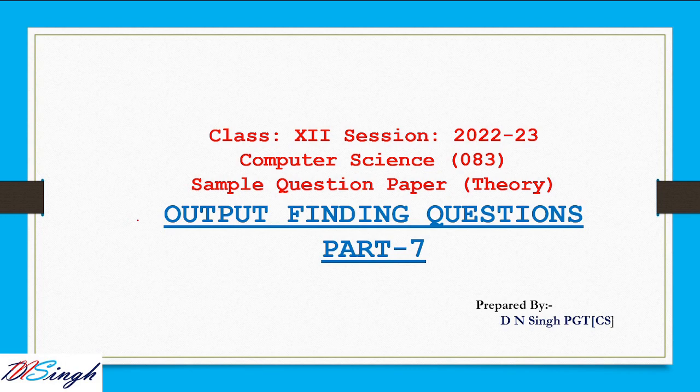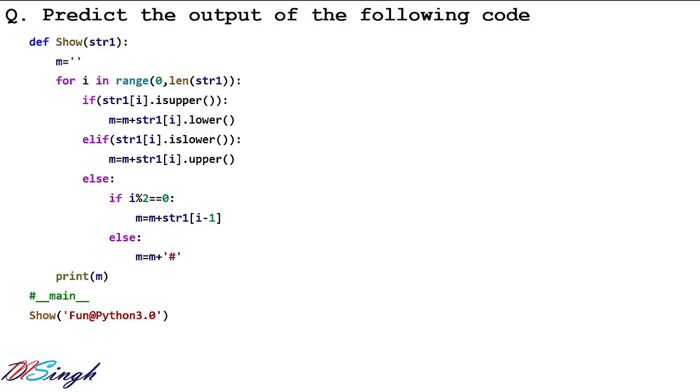I am discussing in this lecture some more output finding questions for 12th class computer science board exam 2022-23. Okay, so let us move to the next question. I have also discussed the same code in the previous video but with a different string, because this gives a quite good understanding about how string functions work and how indexing will work. So we are going to discuss this question based on three strings and the same code.